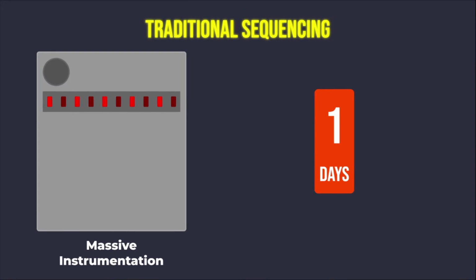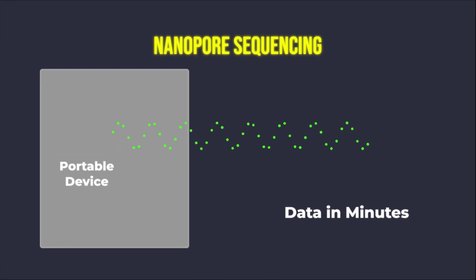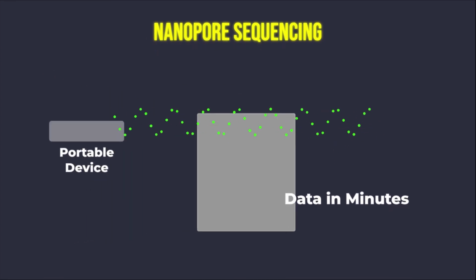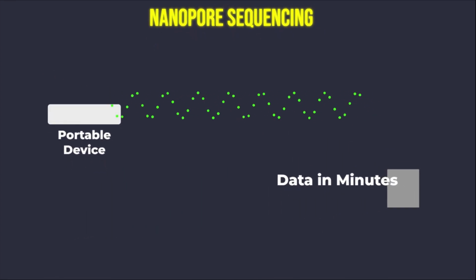Traditional sequencing takes days and requires massive centralized instrumentation. Nanopore sequencing delivers gigabytes of data in minutes using a device the size of a smartphone. This technology reads DNA by threading single strands through a nanoscale protein pore embedded in an electrically resistant membrane. As the DNA passes through, it temporarily obstructs an ionic current flowing across the membrane. The unique chemical structure of each nucleotide causes a distinct measurable change in the current.